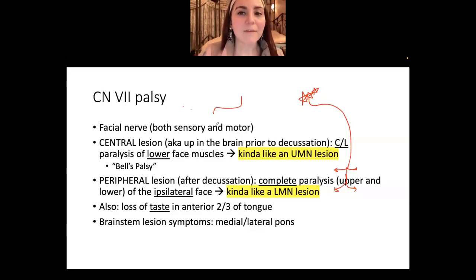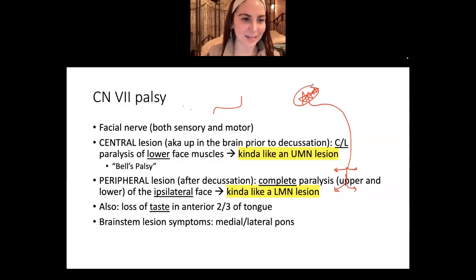All right. So if you have a central lesion, meaning it's going to be before the decussation, way up here, think of this as an upper motor neuron lesion, even though, again, I know cranial nerves in general act more like lower motor neurons. That's how you can kind of think about them.